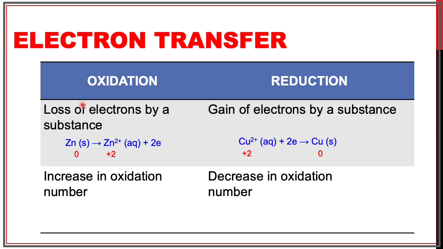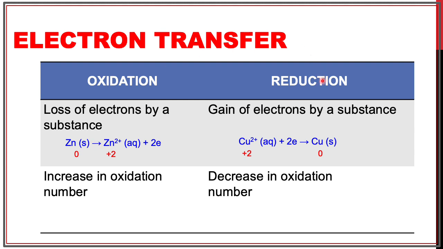For the first one, oxidation. Oxidation is a loss of electrons by a substance. So it means that we have a substance, and it loses electrons. For example, I have this zinc. From here you can see that this zinc actually loses 2 electrons to become zinc 2 plus. So this zinc loses 2 electrons to become zinc 2 plus.